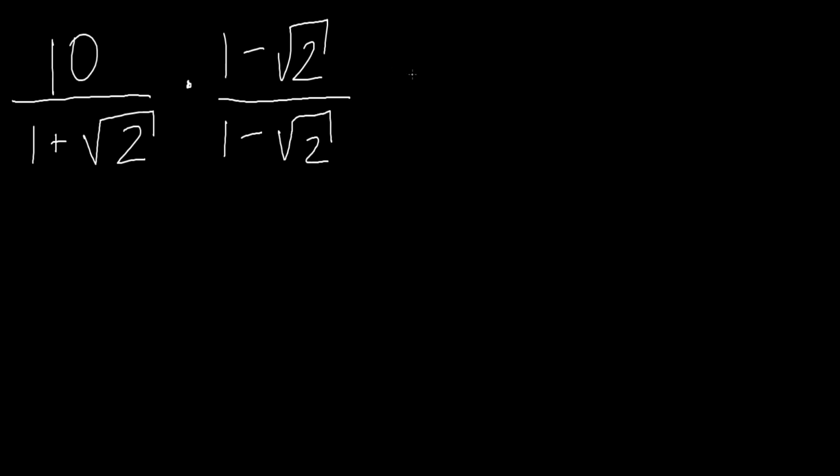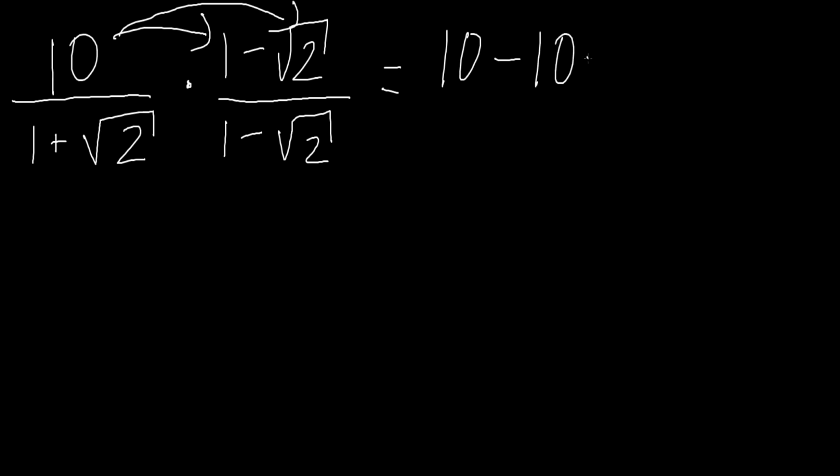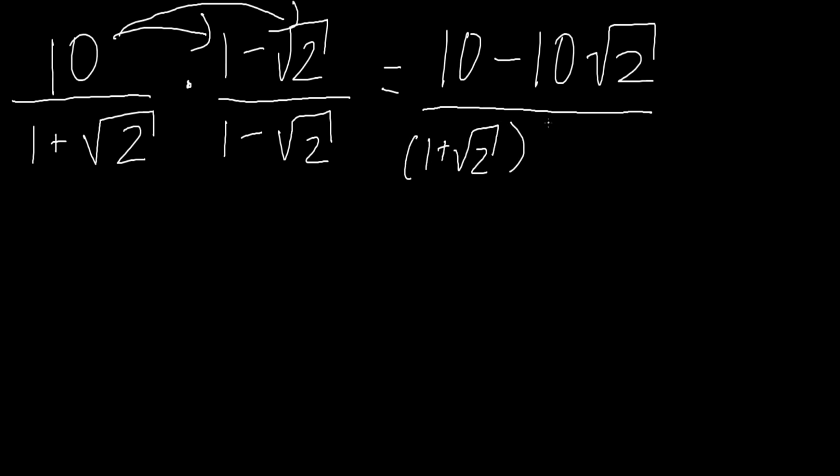So now what do we get? So now we have to multiply the 10 into 1. So we get 10, and then 10 into negative root 2. So we get minus 10 root 2. And now on the bottom, we have 1 plus root 2 times 1 minus root 2. And now let's use the FOIL method to simplify the bottom.